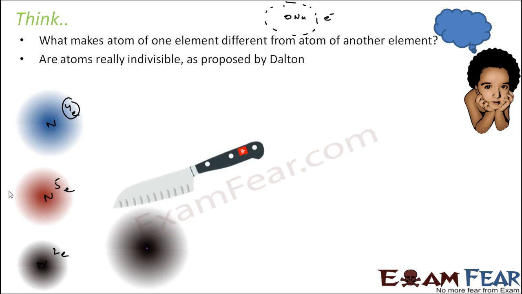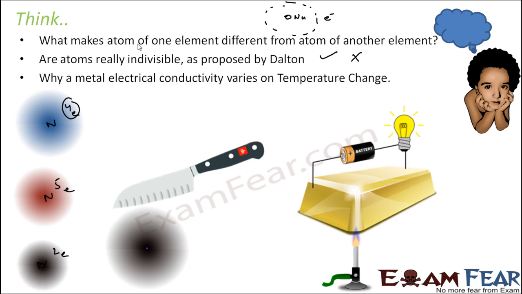And Dalton proposed that the atom is indivisible, that is, you actually can't break the atom. The question is, is it true or is it false? Actually, it is false. You can actually break the atoms into electrons, protons, and neutrons. So we'll study about these as well.